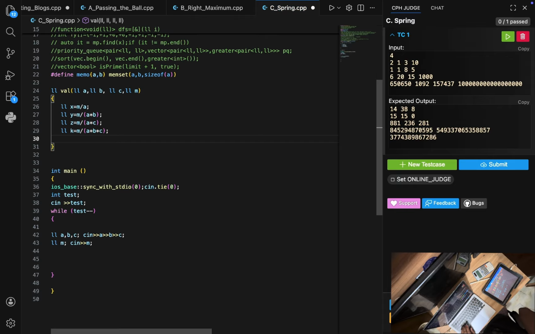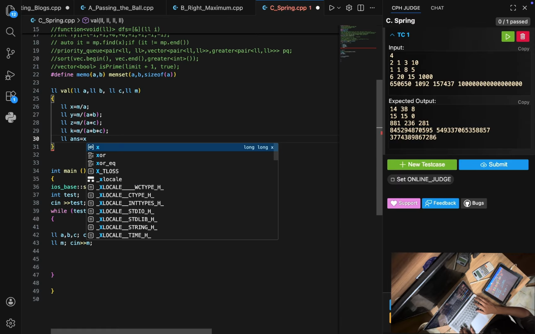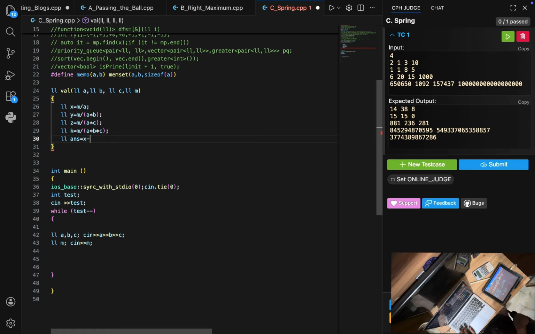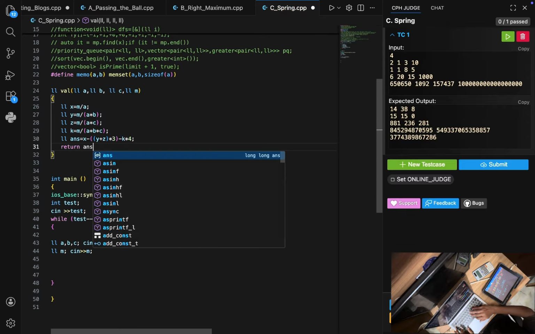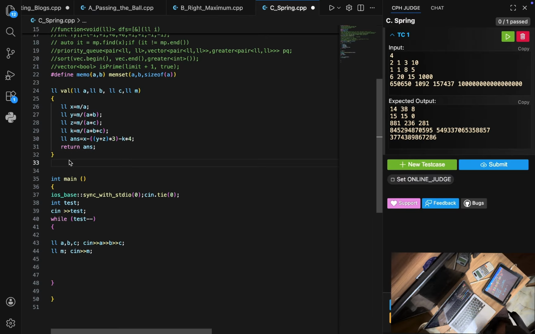Okay, so answer equal to x minus both value, x y plus z into 3 minus k into 4. Return answer. Is it correct?